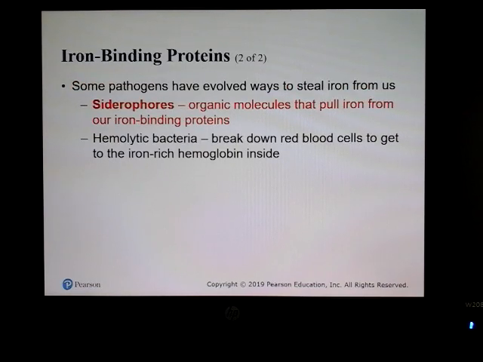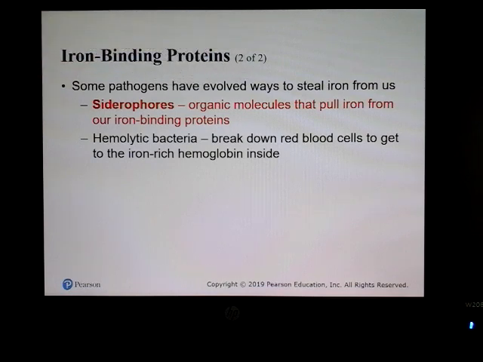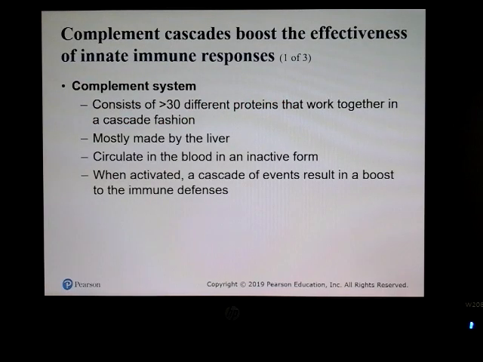Now, another important type of molecule is called a siderophore. Okay? Now, these are organic molecules that pull iron from our iron-binding proteins. So if you think of some of the hemolytic bacteria, those are ones that break down red blood cells, when they break down the red blood cells, they can actually get the iron-rich hemoglobin then inside. So these siderophores help then to bind up that iron.